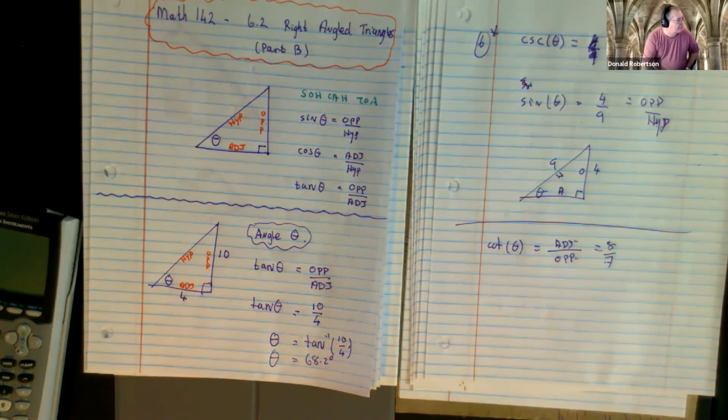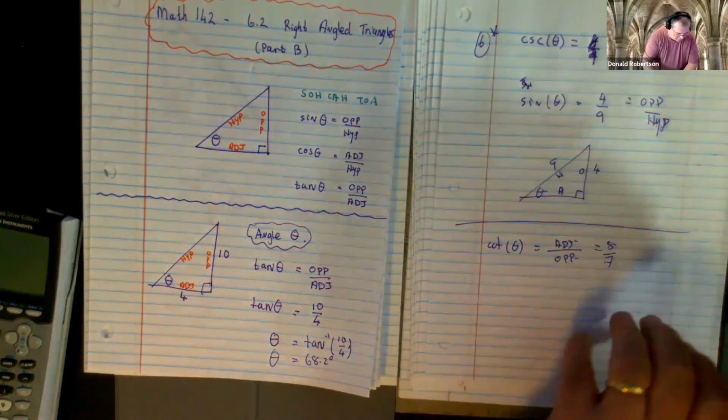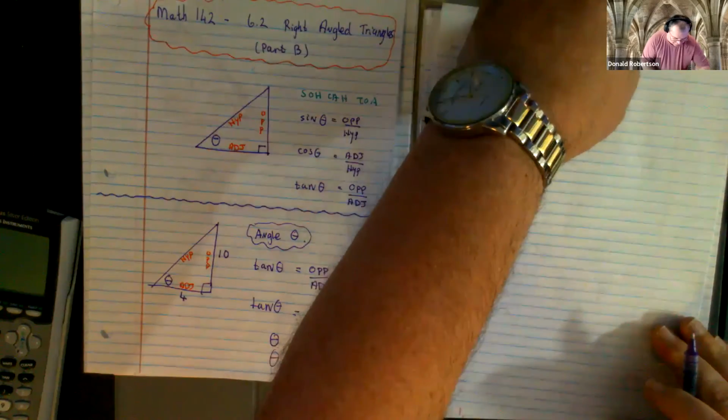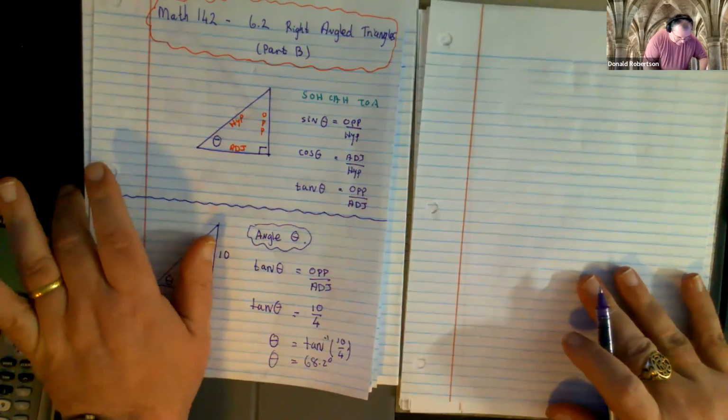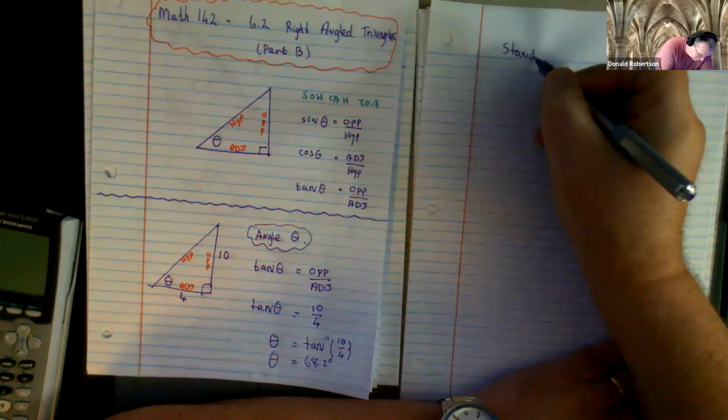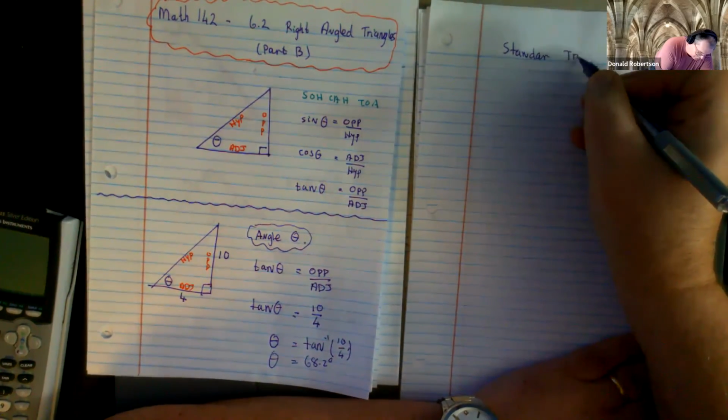That's the end of that special group of questions. And now we're going to look at another group of special questions. And these are called the standard triangles.